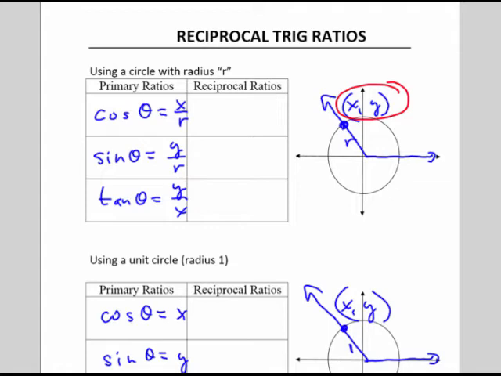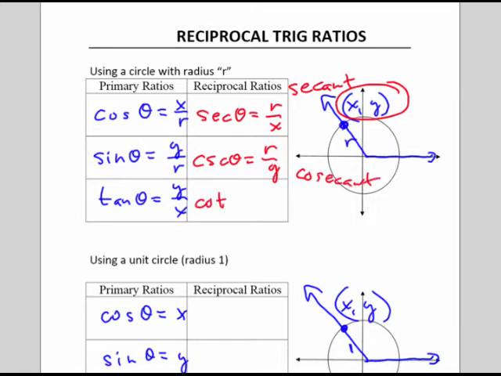The reciprocal of cosine we call secant, abbreviated like that, is r divided by x. So that's secant. The reciprocal of sine is cosecant, the reciprocal ratio r over y. So that's cosecant. And the reciprocal of tangent is cotangent, abbreviated as so. And that's all there is to it.